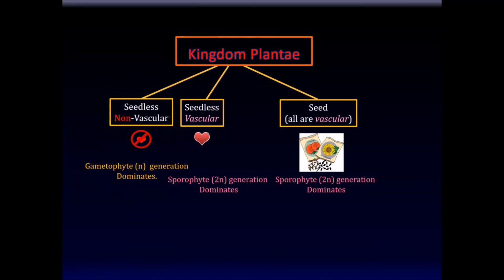In summary then, the kingdom of plants can be divided into 3 broad categories: seedless non-vascular plants, which are the most basic of plants, and in these plants the gametophyte generation dominates; the seedless vascular plants, in which the sporophyte generation dominates; and the seed plants, where the sporophyte generation dominates. Our study of plants, therefore, will be divided into these 3 parts. First, we shall study the seedless non-vascular plants, in part 2 the seedless vascular plants, and in part 3 the seed plants.